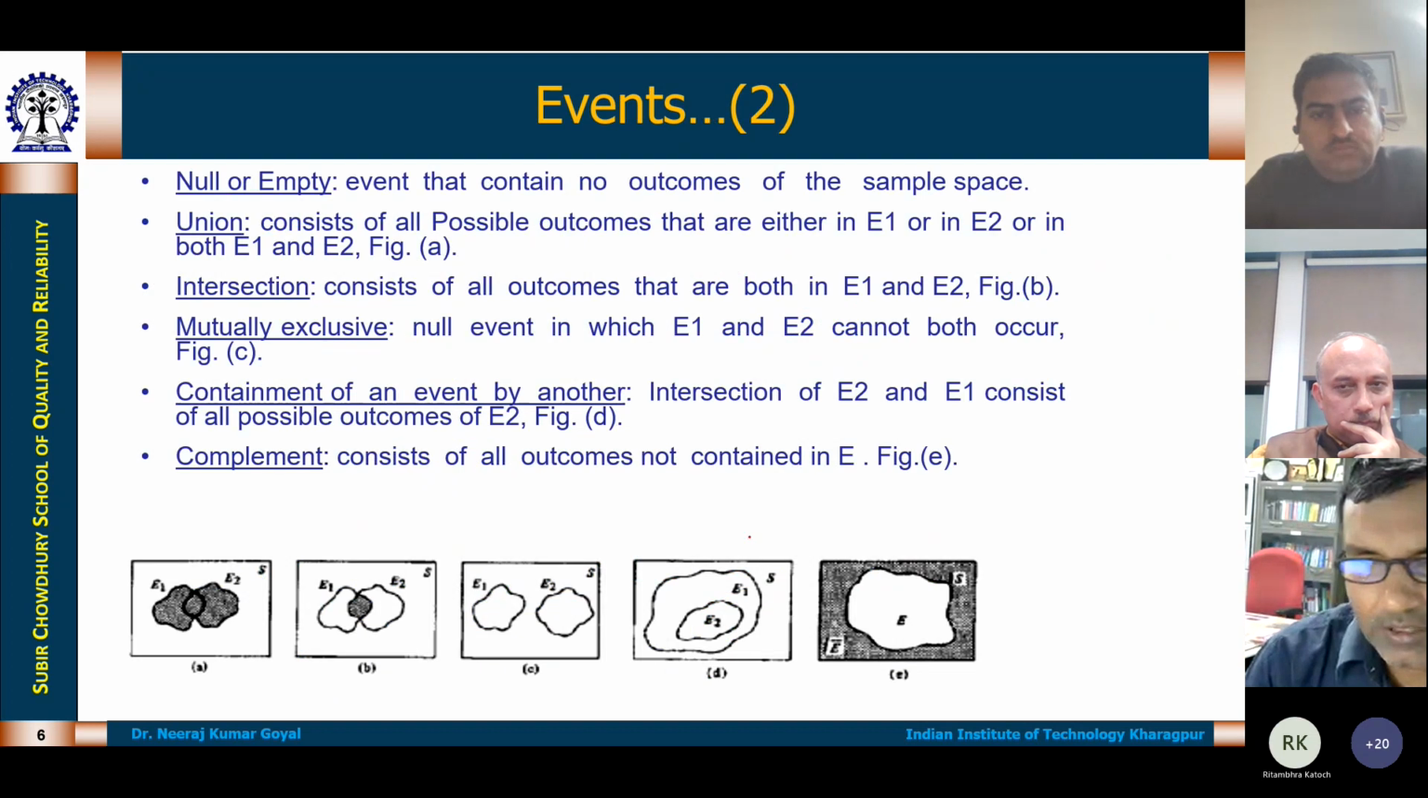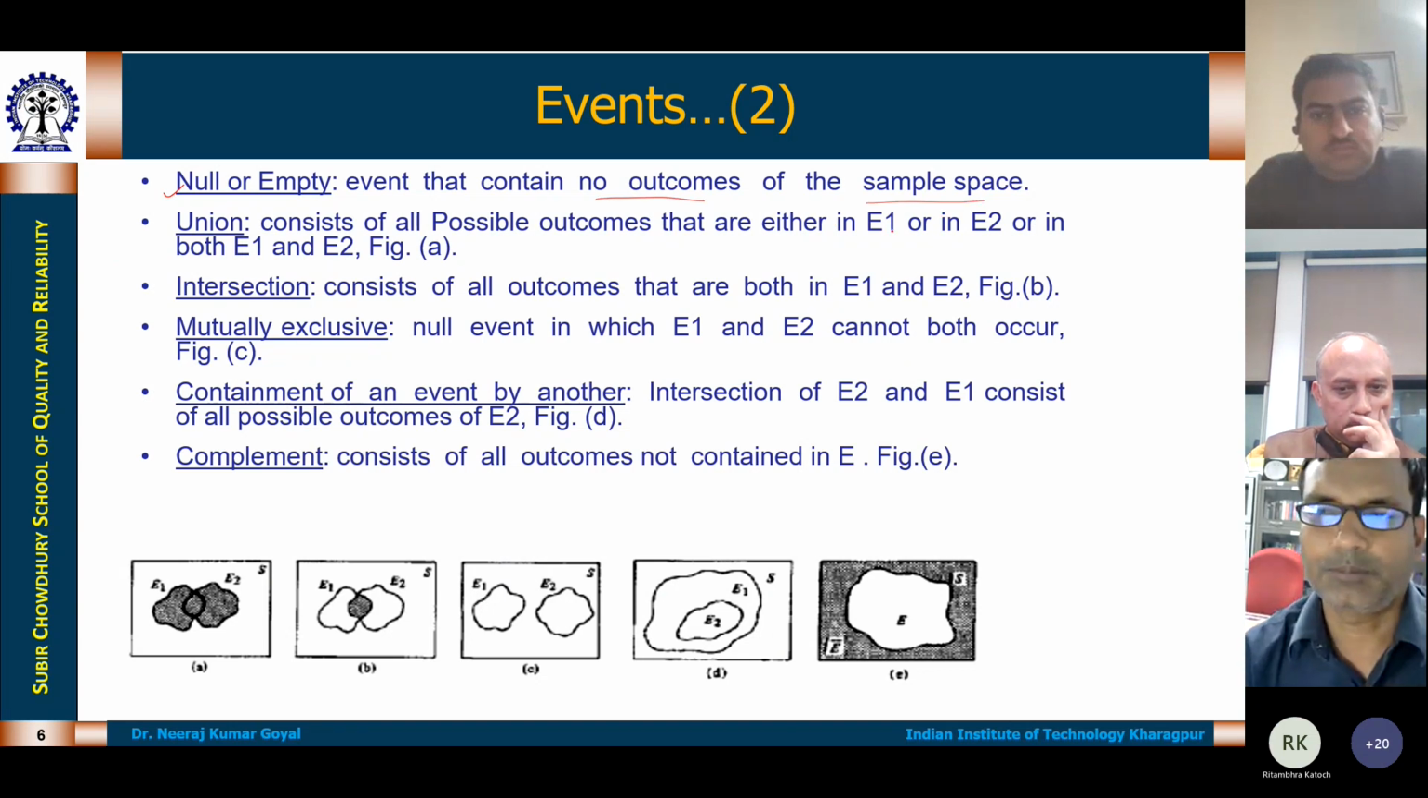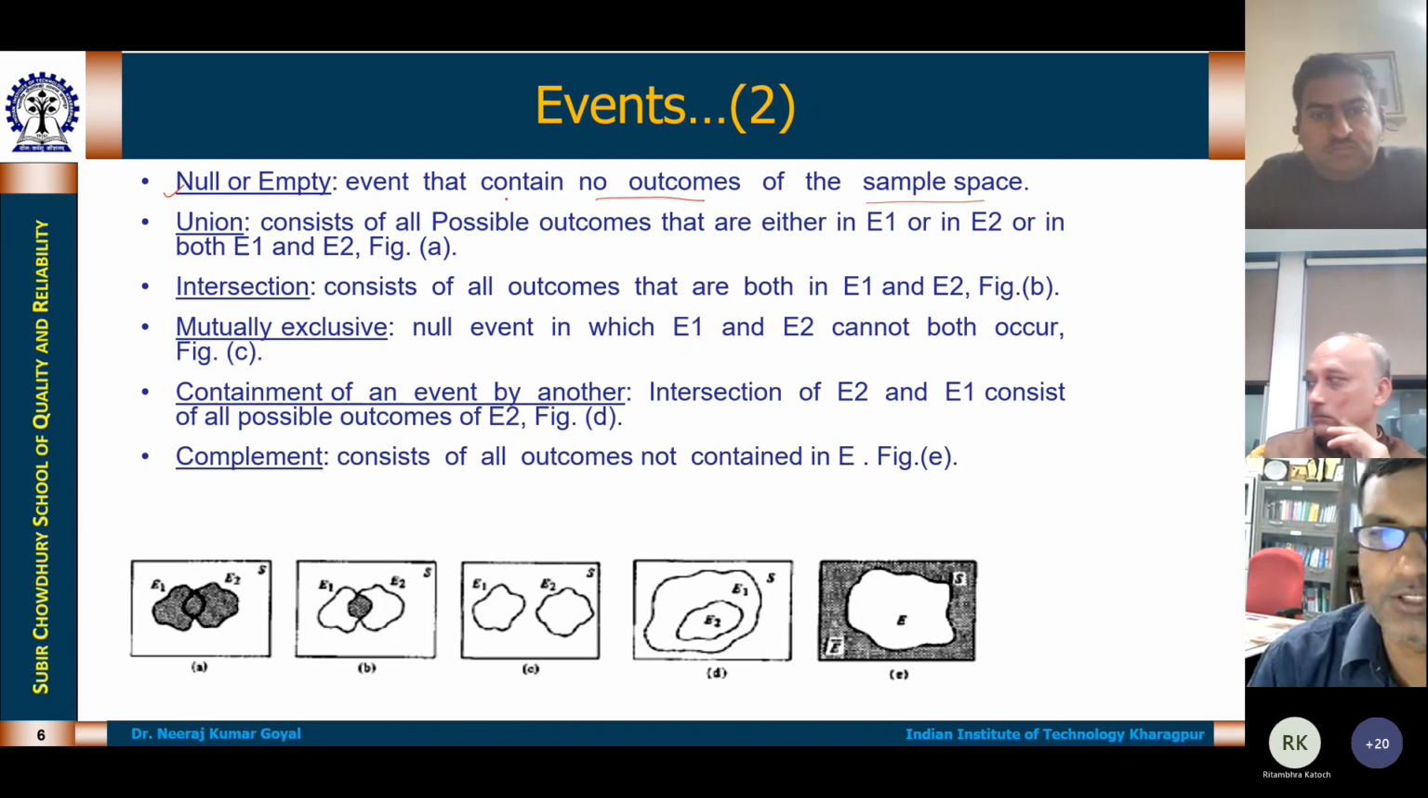Now let us see what kind of relationships we generally use in the reliability theory. First is the null or empty set. Null or empty set means there is no outcome, that means there is no sample point within this event. So then it will be called a null event.